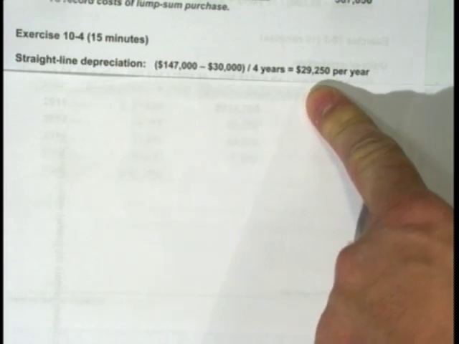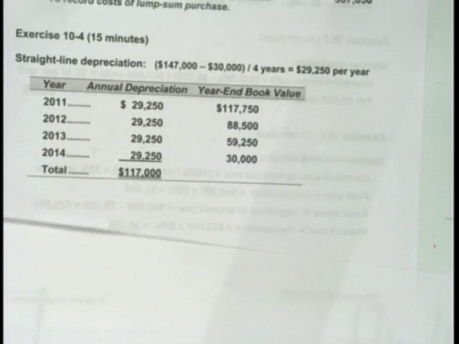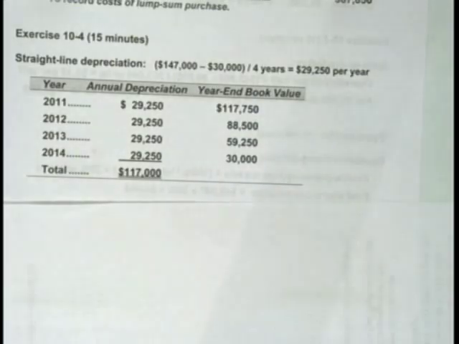Is that correct? Okay. So then what we want to do is fill out this table. This just tells us for each year the amount of depreciation that we're going to take. And we're going to say the year-end book value. Once again, what does book value equal? What did we say? We talked about it last time. Book value equals what? Cost minus accumulated depreciation.